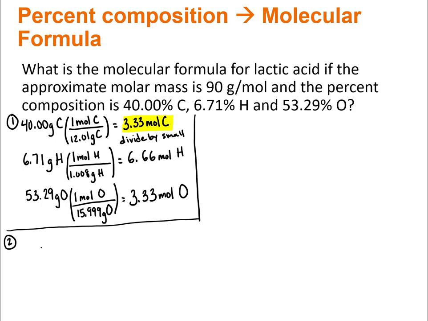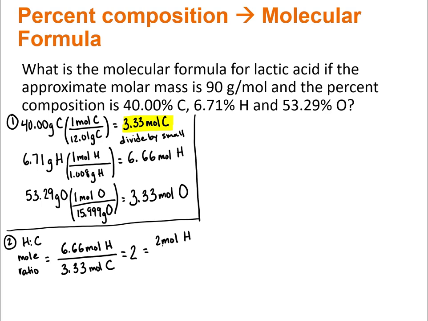The first mole ratio we'll do is hydrogen to carbon. When you have more than one element, like we do here, and some of the other examples we've done, I highly recommend writing out which mole ratio you're doing. So I said hydrogen to carbon, so that means I'm writing hydrogen on the top and carbon on the bottom. This will help you keep track. We get 2 here, which means 2 moles of hydrogen for every 1 mole of carbon.